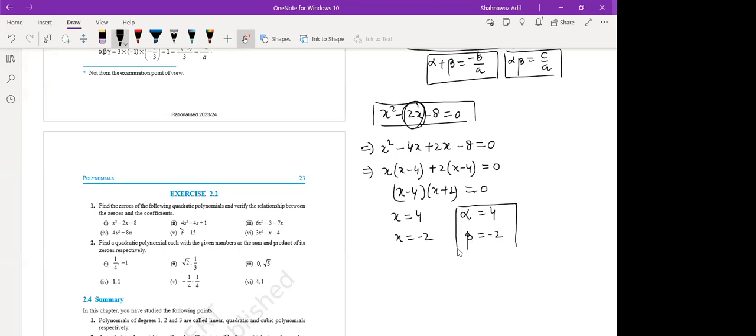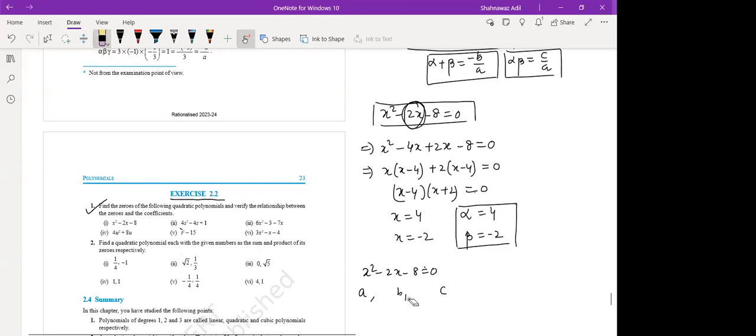Yes, sir. So in these set of questions, they are asking that we calculate alpha and beta first and then prove the relationship between the zeros and the coefficients, right? So we have this quadratic equation, x square minus 2x minus 8 equals 0. So what is A, B, C?